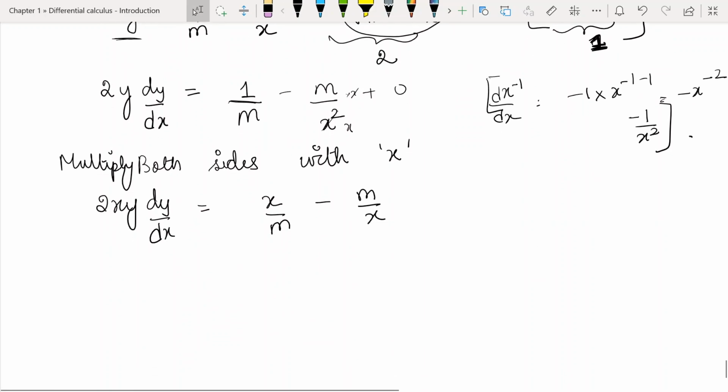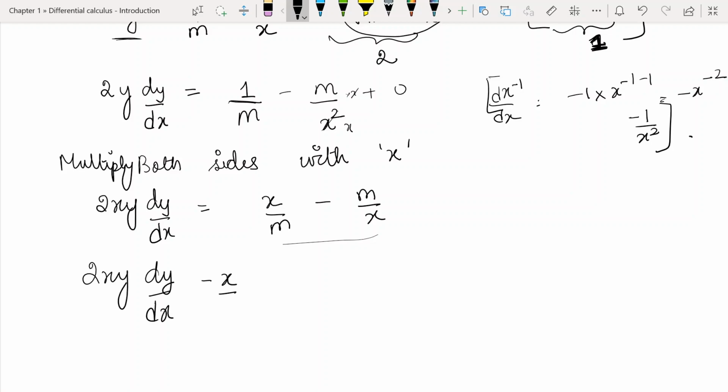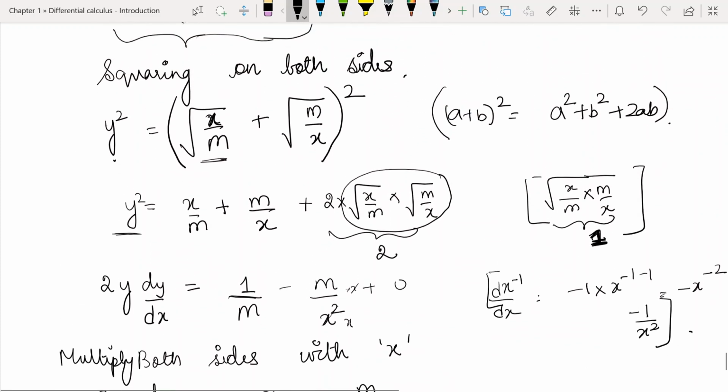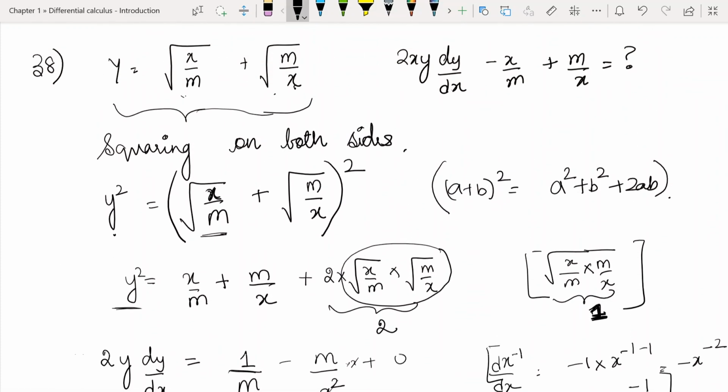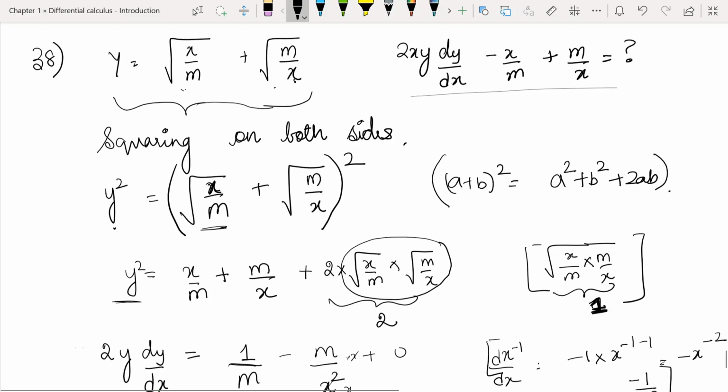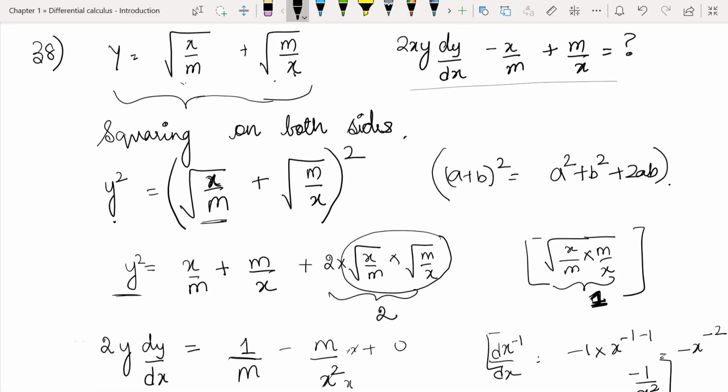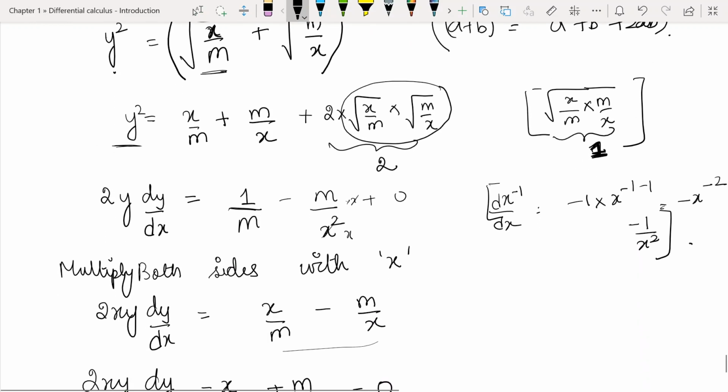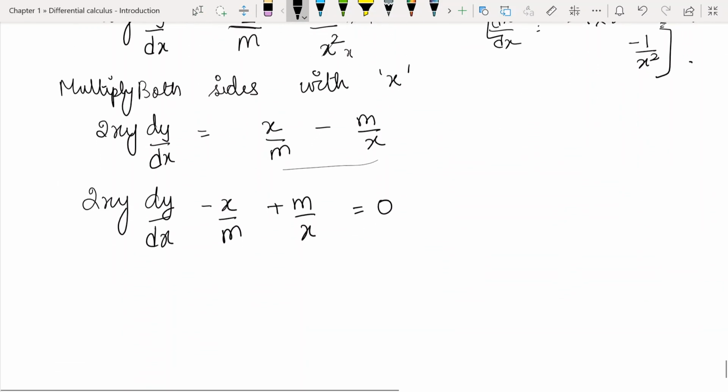Okay. So this is what I have. I'm going to bring these two terms to the left hand side. 2xy dy by dx minus x by m plus m by x is equal to 0. So this is what the question was asking me to find. In the earlier days when we had descriptive paper, the question used to ask, prove that this is equal to 0. So now they are just asking you to find the value. So most likely these kind of questions would end up with a 0 or a 1 or a minus 1.